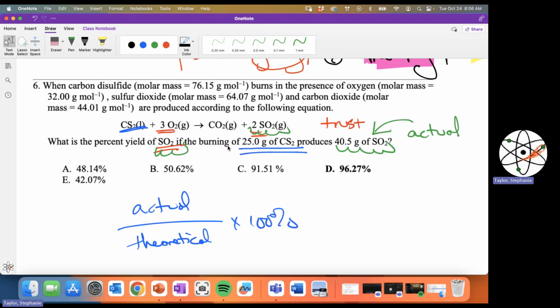The other thing is, because it does say that this is burned in the presence of oxygen, we breathe oxygen all the time as mammals. And so therefore we just assume that we are burning something in a place where there's plenty of oxygen around. We're not suffocating. And therefore there's also enough oxygen for this reaction to burn just fine. So those are my assumptions.